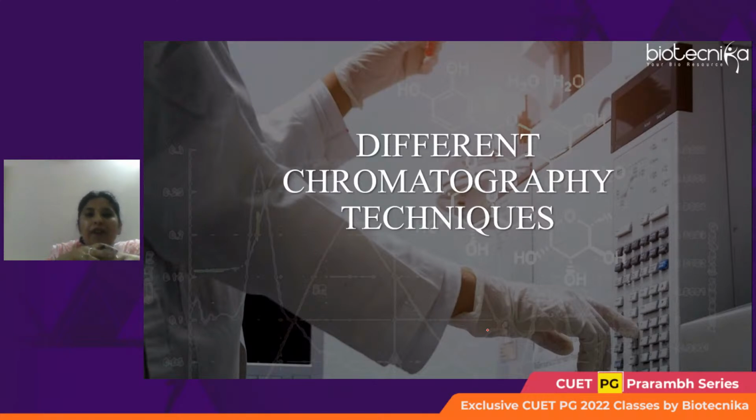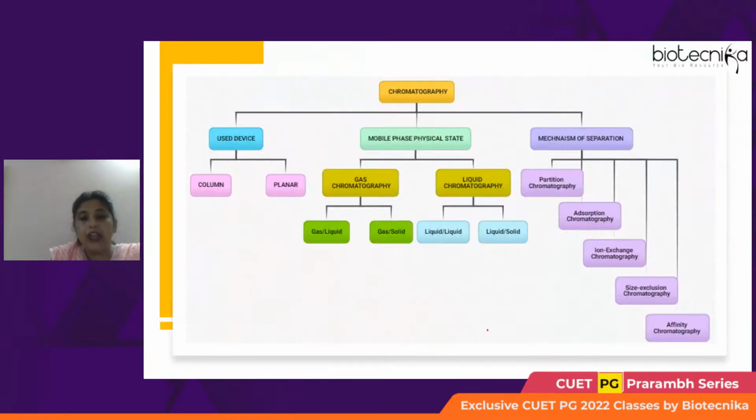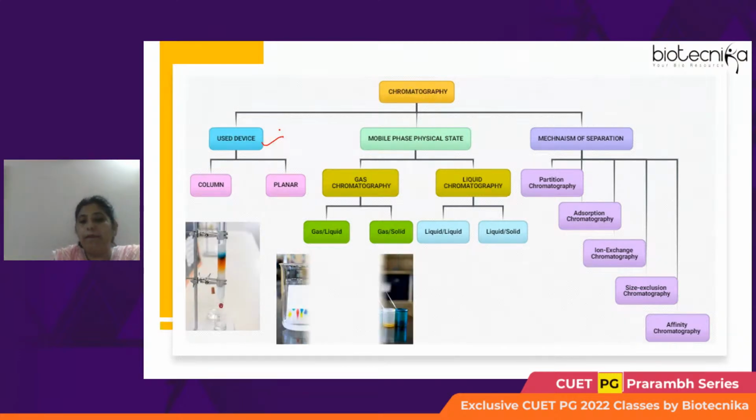Now, chromatography, as I mentioned in the very first slide, is a very broad topic, right? So far I have just told you the basics. Now, let's talk about different chromatography techniques. I have summarized the different types of chromatography techniques in a flow chart, where you can see that we can classify the chromatography technique on the basis of the device that we use. The device here is the stationary bed that we are using. So either it can be column or it can be planar.